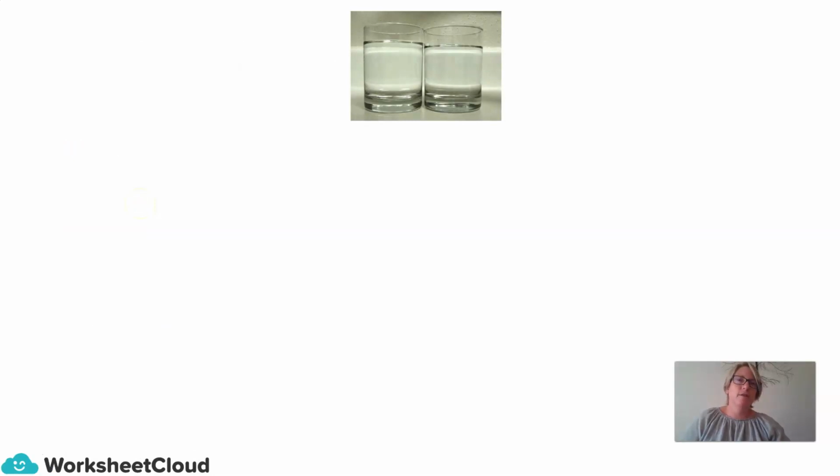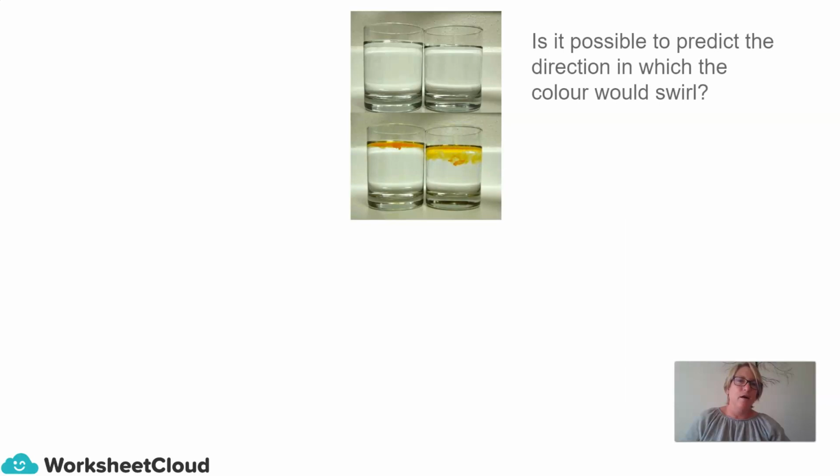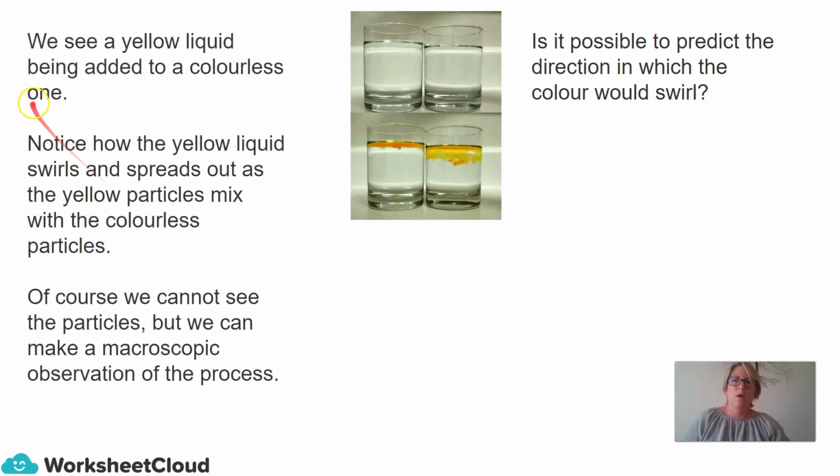So if we have a look at the experiment, we started out with 2 glasses. There we added our food coloring. So was it possible to predict the direction in which the color would swirl? Okay, so in this picture, we can see a yellow liquid being added to a colorless one. So notice how the yellow liquid swirls and spreads out as the yellow particles mix with the colorless particles.